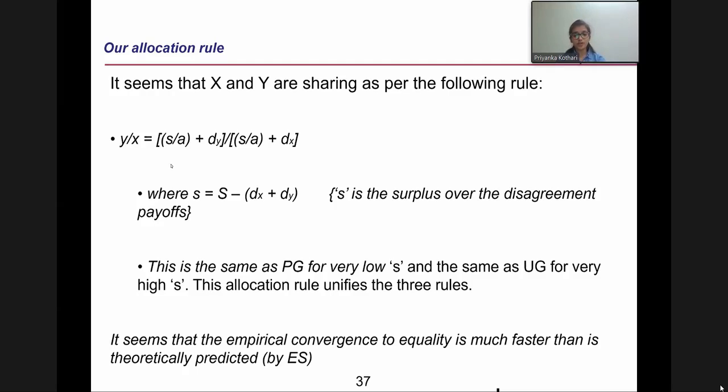What I would like to point out over here is that if a is equal to 2, then this represents equal surplus. When a is infinity, then this represents the PRO solution. As you can see, y by x is nothing but dy by dx. So this represents the PRO solution, that is proportional gains. When a is 0, this is nothing but 1, so it represents the UG solution. So this allocation rule encompasses all the rules that we have discussed so far.